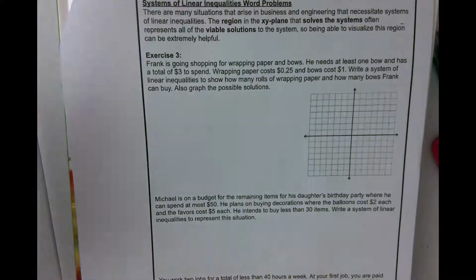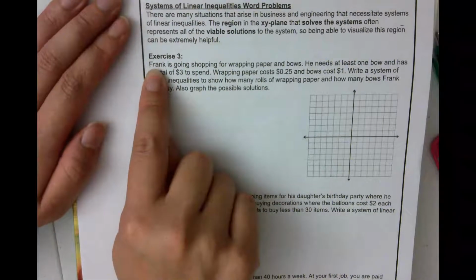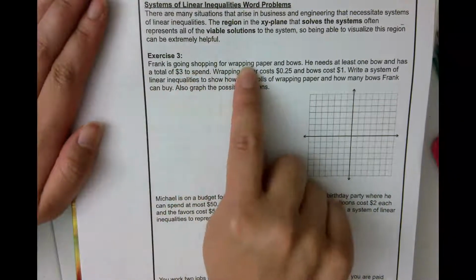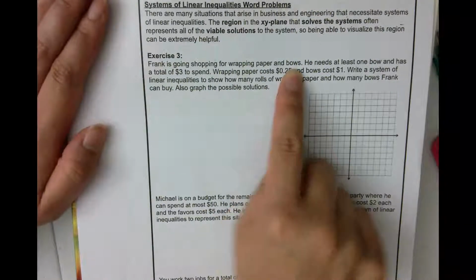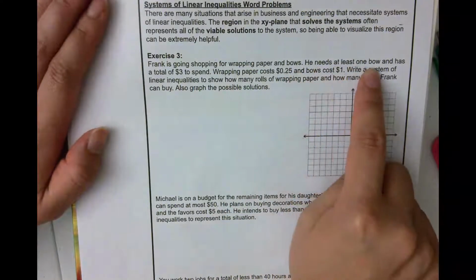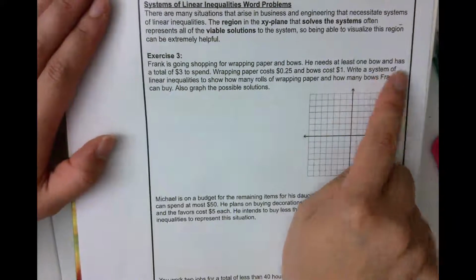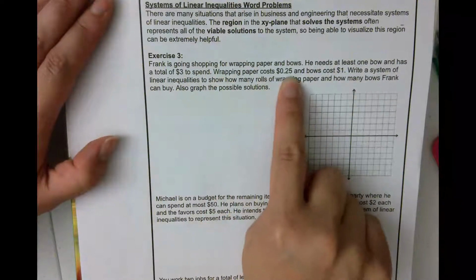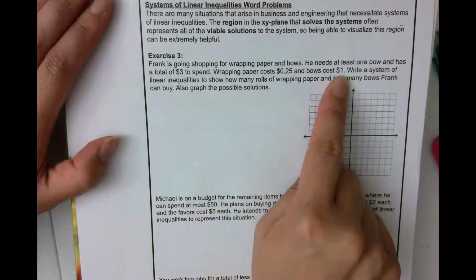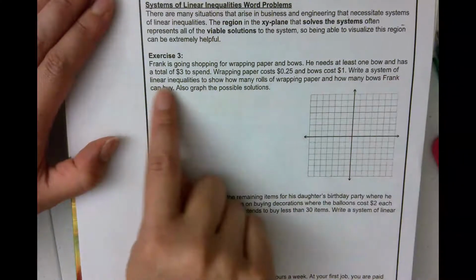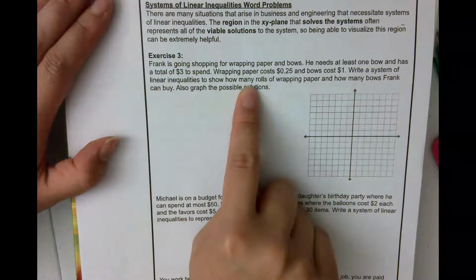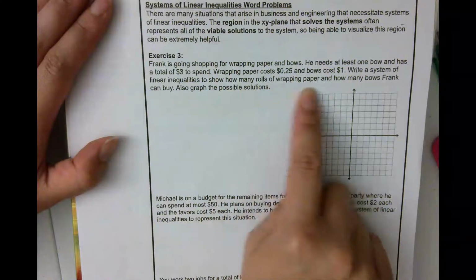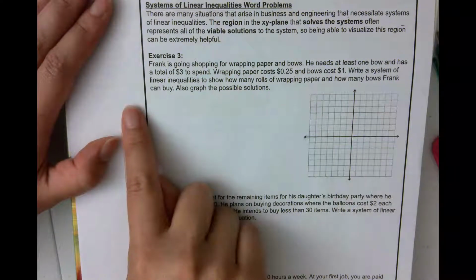So this is the first word problem. Frank is going shopping for wrapping paper and bows. We know that he needs at least one bow, and he has a total of $3 to spend. Wrapping paper costs 25 cents, and bows cost $1. We're going to write a system of linear inequalities to show how many rolls of wrapping paper and how many bows Frank can buy, and then we're going to graph it here.